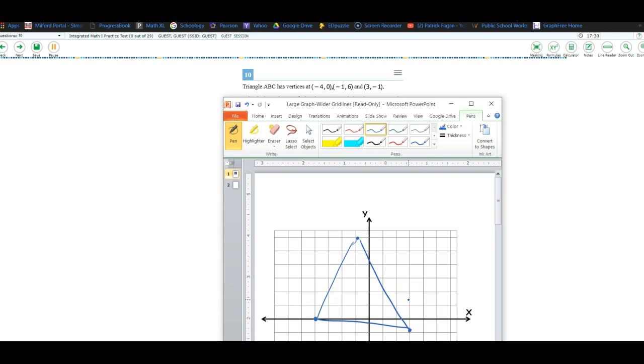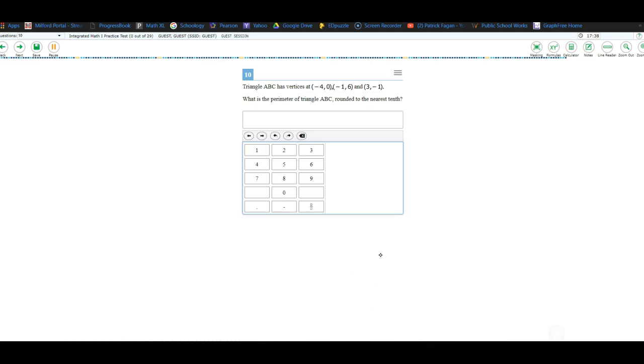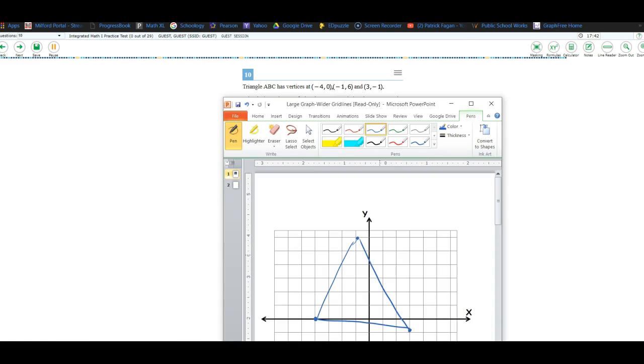That's the perimeter. And in order to do that, I need to find the distance between the points 3 times. So you can use either the distance formula or you can use Pythagorean theorem. I'm going to do it using Pythagorean theorem. So I'm going to create right triangles.